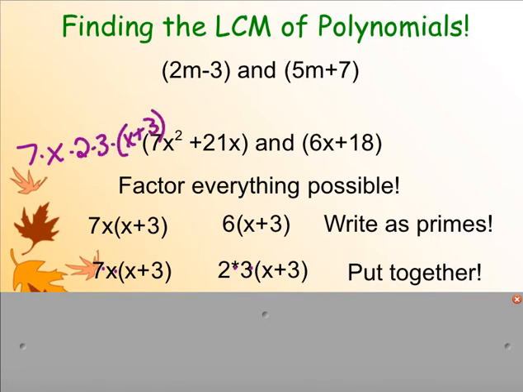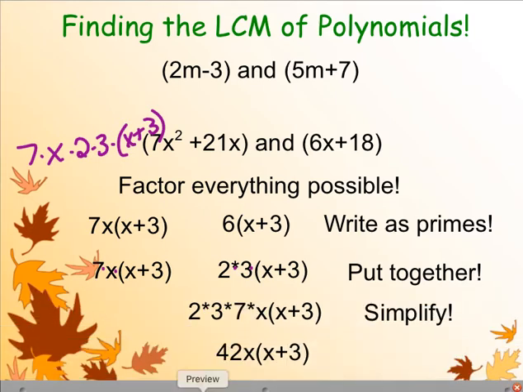All right? And I actually need that amount. I don't have any more than that. So I multiply it all together, and we get, down here, 42x times x plus 3.